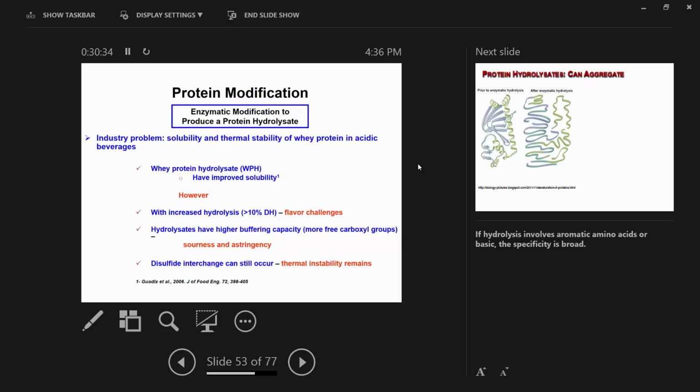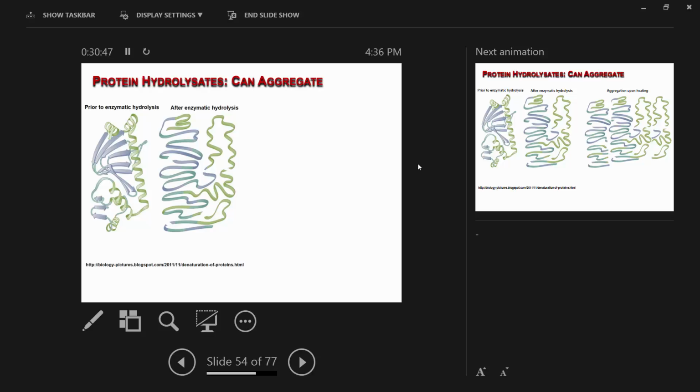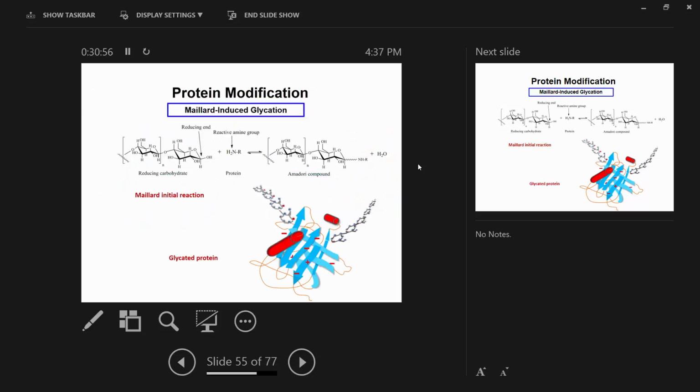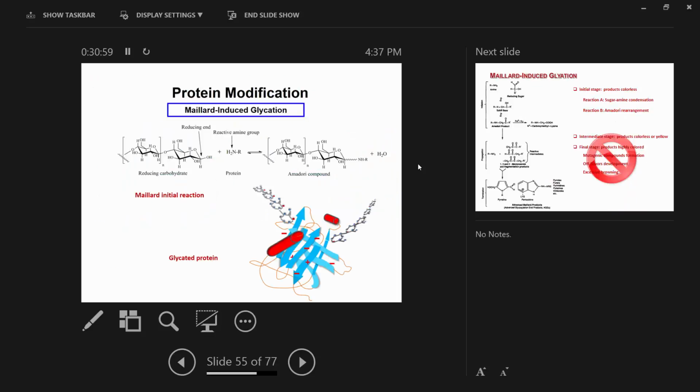And disulfide interchange can still occur. Although you probably have more charges on the protein, you can still get disulfide interchange. So here's a protein and here's a hydrolyzed protein. There's going to be aggregation upon heating over storage. So this brings us to the next modification that would potentially be better than enzymatic hydrolysis for this particular case, which is the Maillard-induced glycation.